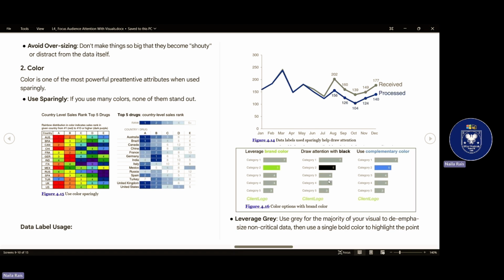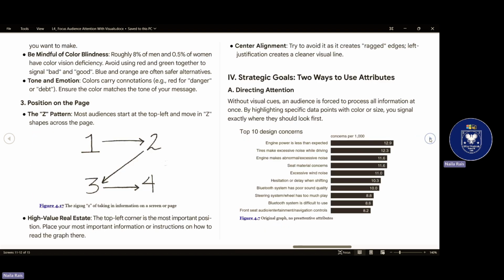Let's look into figure 4.16, color options with brand color. Leverage brand color like client logos. They have used black to draw attention, and use complementary color. Leverage gray: use gray for the majority of your visual to de-emphasize non-critical data. Then use a single bold color to highlight the point you want to make.